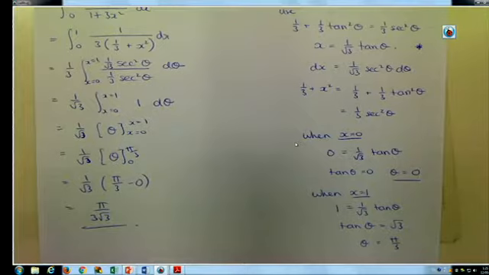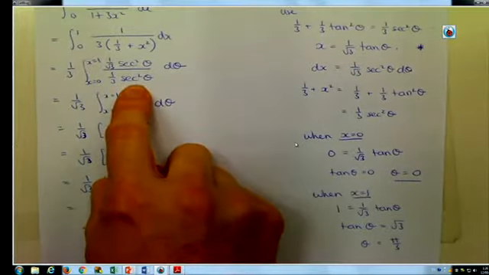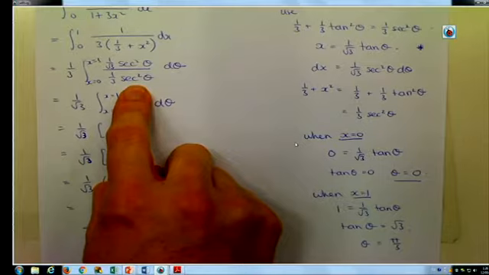Where you cancel out the 2 sec squareds, if that was equal to 0, you couldn't do that? If the sec squared was ever equal to 0? Ah, that's true. Yes, that is a very good question.